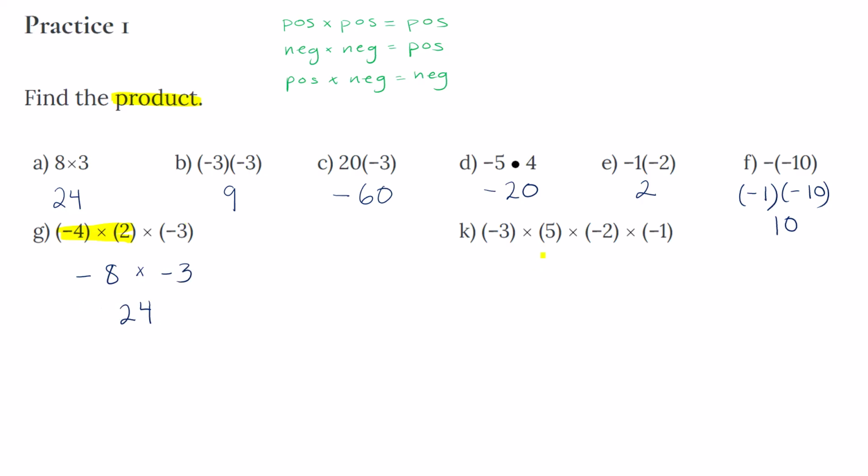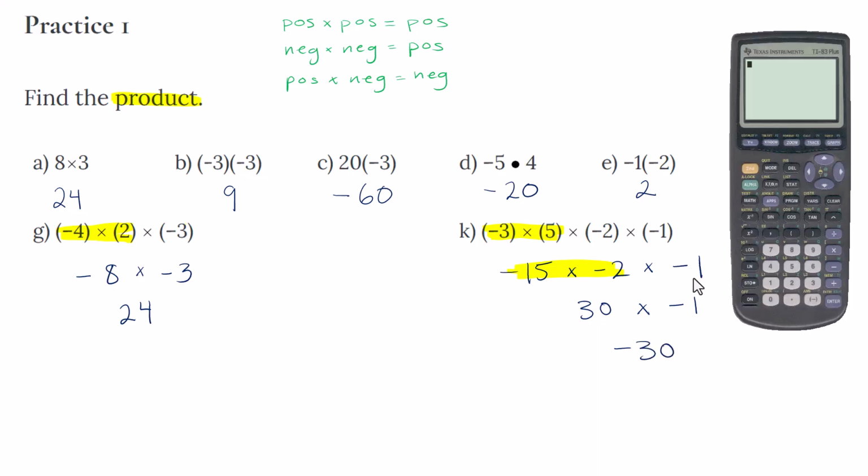For K, again, I'll work from left to right. So I'm going to start with negative 3 times positive 5. So that comes out to negative 15 multiplied by negative 2 multiplied by negative 1. So next I'll go ahead with negative 15 times negative 2, which is positive 30 times negative 1, which comes out to negative 30.